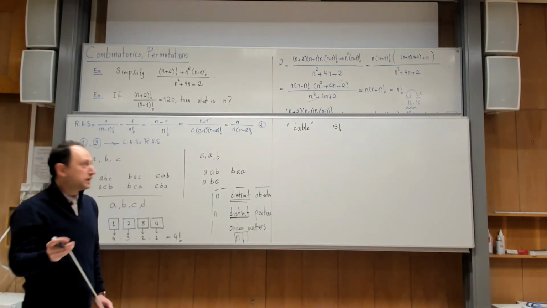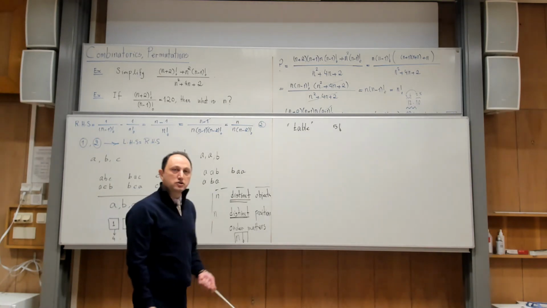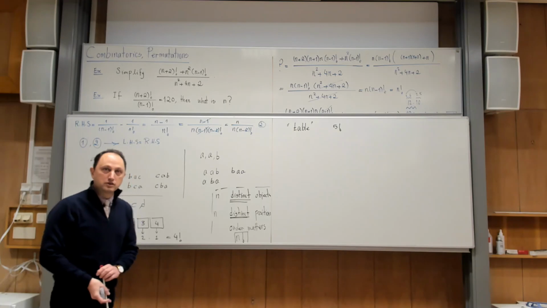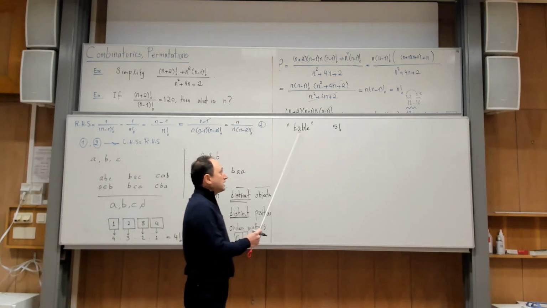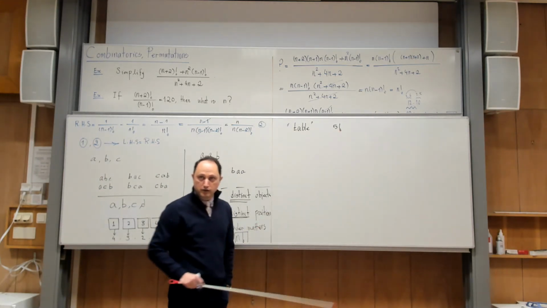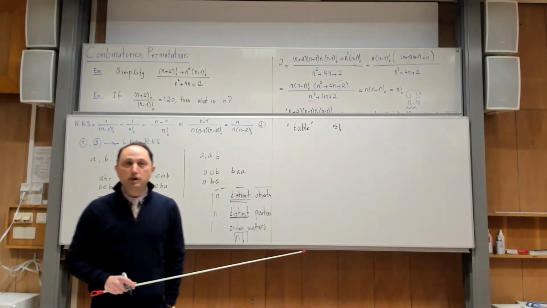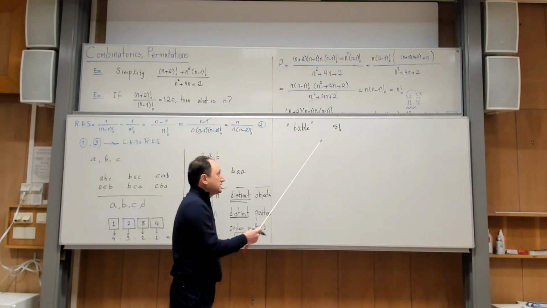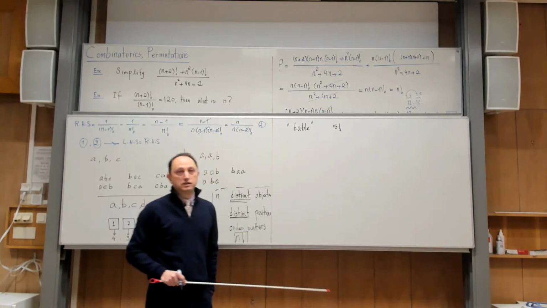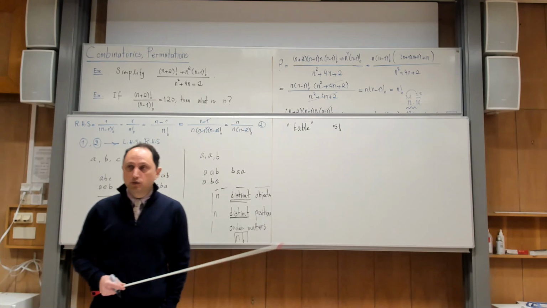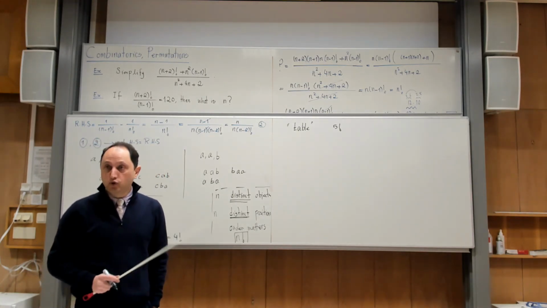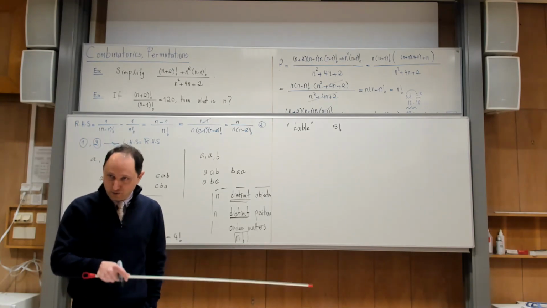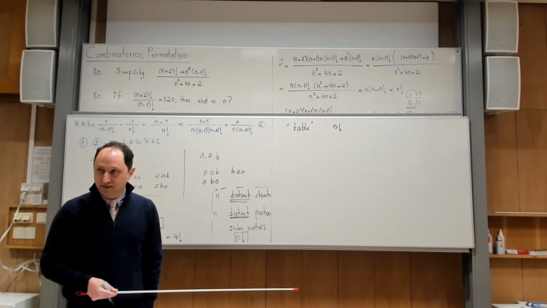But now I ask you, how many of them start with a T? So how many words can I make up? 120, 5 factorial. But how many of these 120 words start with a T? So what's the answer? 4 factorial. Why 4 factorial?